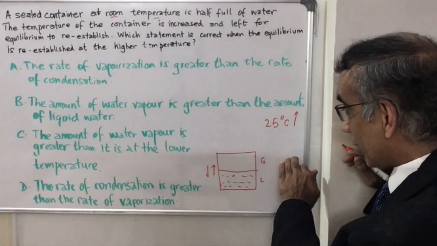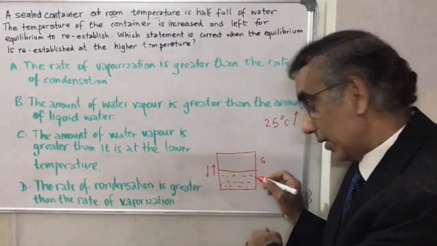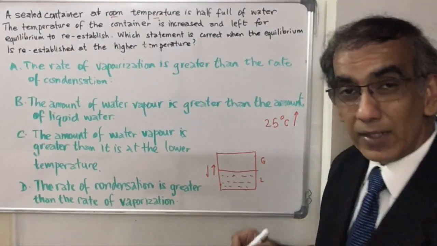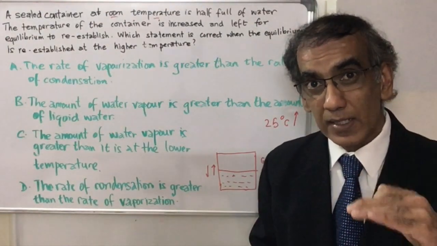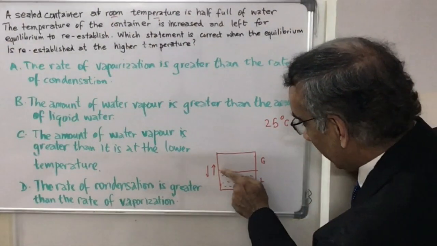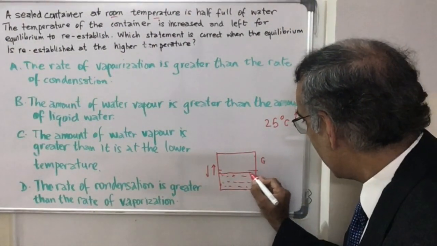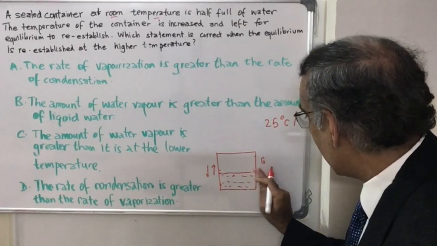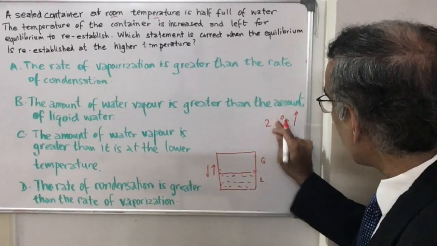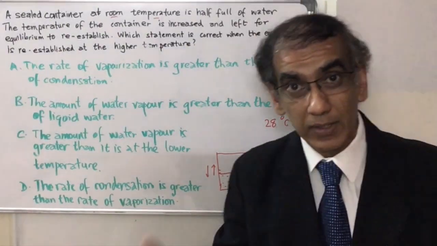But as the temperature goes up, more liquid is going to have the energy to become gas. The amount of gas would increase slightly, and then a new equilibrium would be established with a little bit less liquid and a little bit more gas. So let's change this to about 28 degrees Celsius, the new and higher temperature.